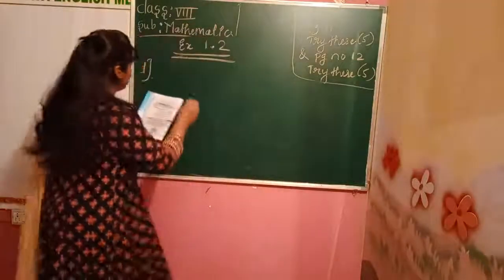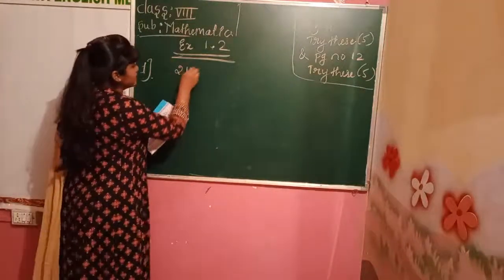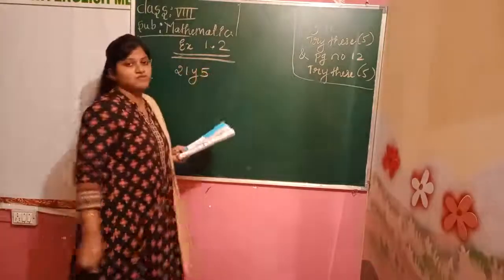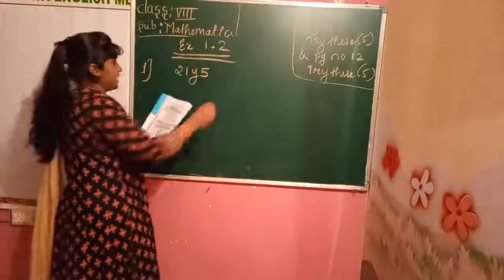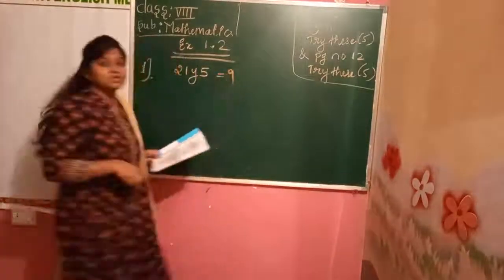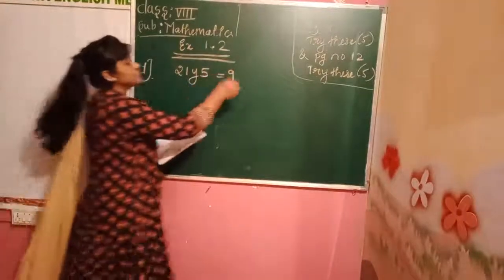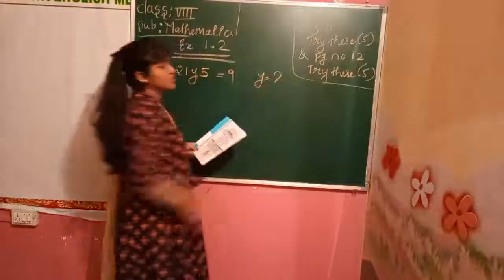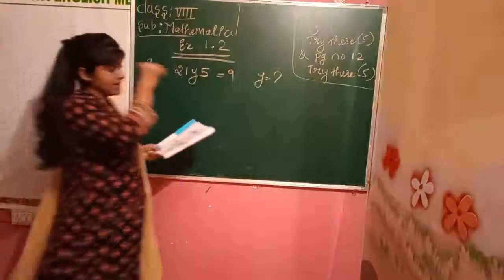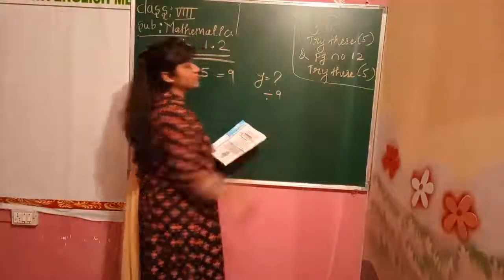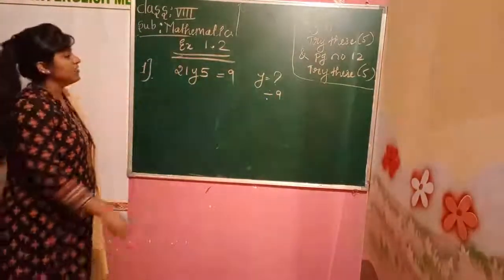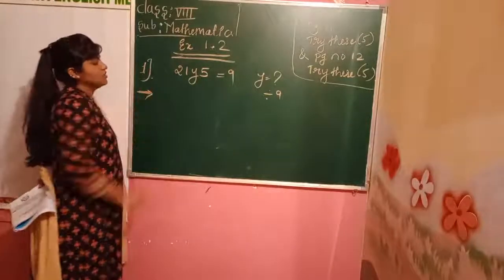Okay, we'll solve it. First question, 21y5. We have to find the divisibility by 9. This is the question, and they are telling us to find the value of y. After that, test whether it is divisible by 9 or not. Okay. Now, we'll start.